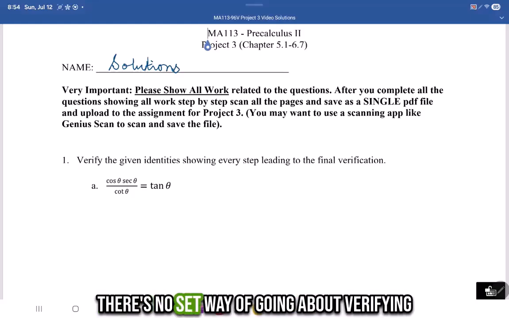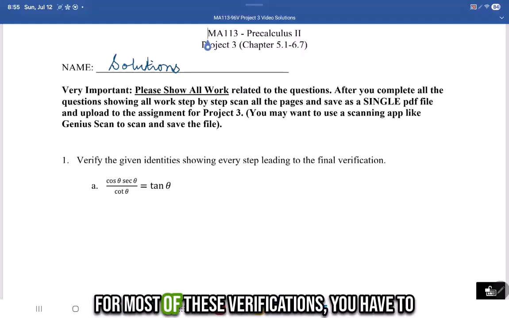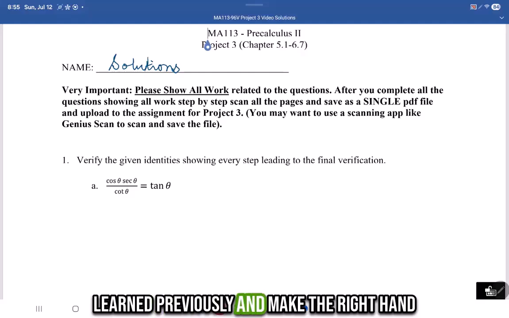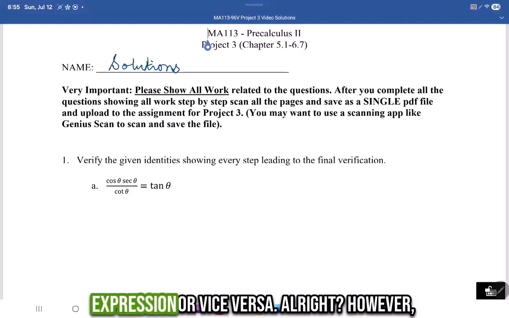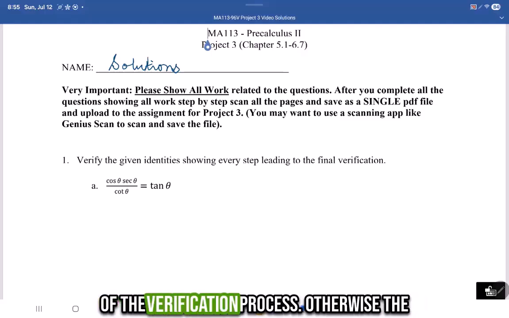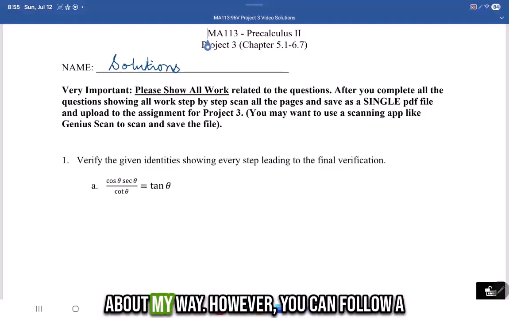Now, there's no set way of going about verifying identities. Each one can follow different ways. However, for most of these verifications, you have to apply some of the basic identities that you learned previously and make the right-hand side expression equal to the left-hand side expression or vice versa. All right. However, it is very important that you show every step of the verification process. Otherwise, the proof will not be valid. All right. So I will go about my way.